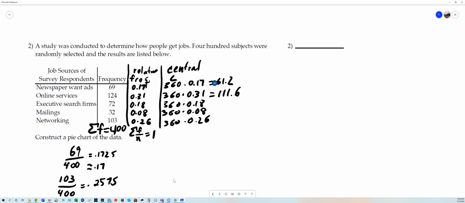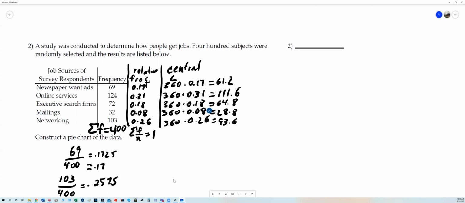111.6. 360 times 0.18, that's 64.8. 360 times 0.08, that's 28.8. And 360 times 0.26, that's 93.6.